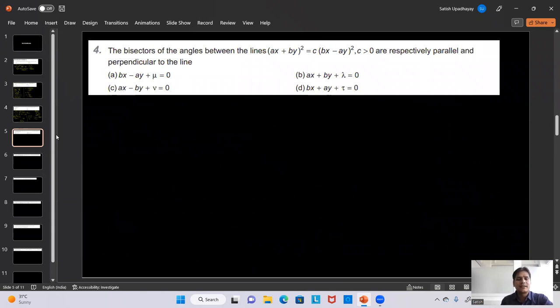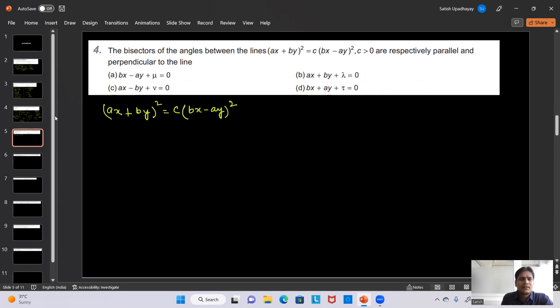What it is saying: the bisectors of the angles between the lines given by this equation, where c is greater than 0, are respectively parallel and perpendicular to the line. And four options are given. First, let's not apply much brain on this. We can just write the equation of the bisectors for this given pair of straight lines. So the equation for this is (ax plus by) whole square is equal to c times (bx minus ay) whole square, where c is greater than 0.